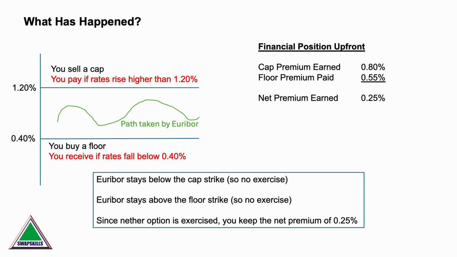I've drawn it out so it's easy to understand. This is the first part of it. You're selling the cap, so you pay if rates rise higher than 120, but for selling the cap, you're going to earn a premium of 80 basis points.